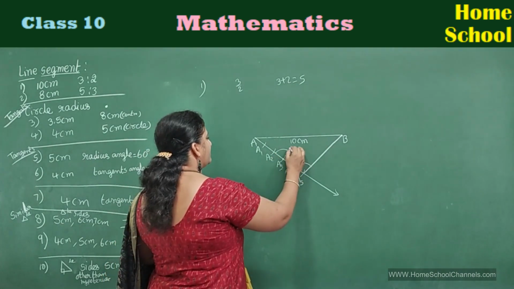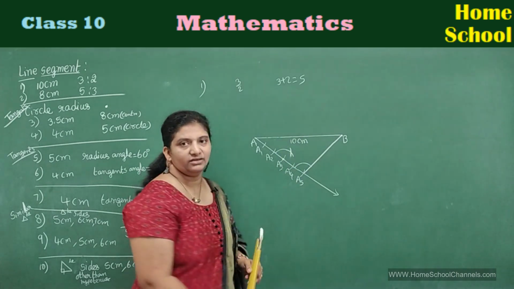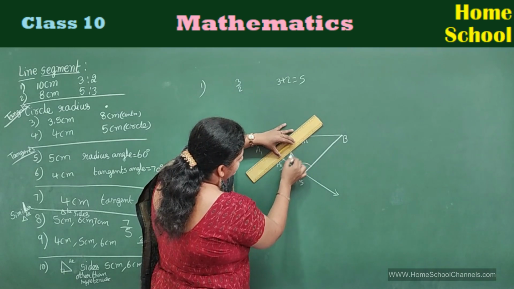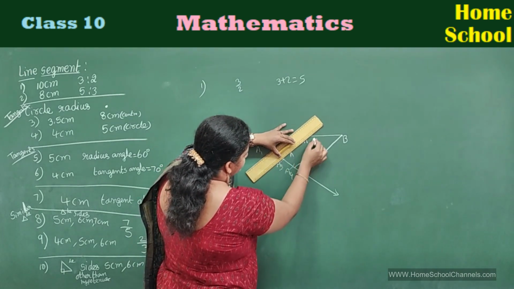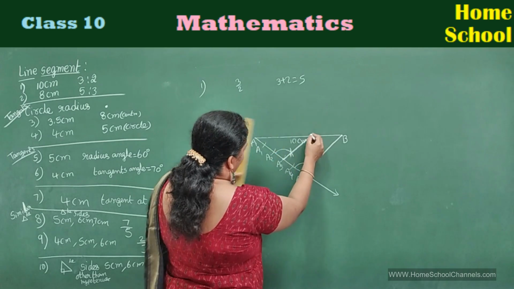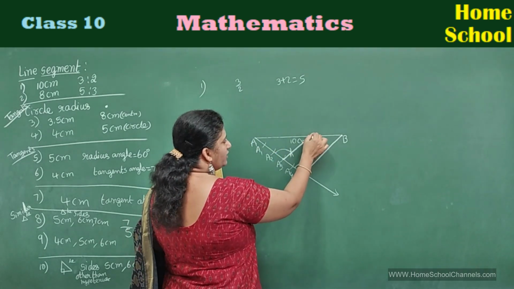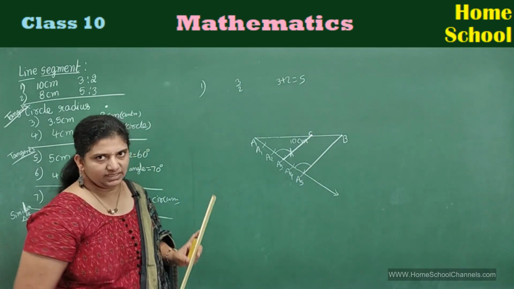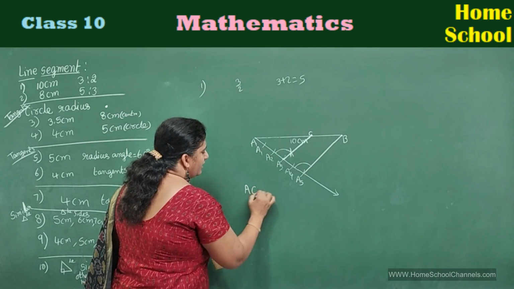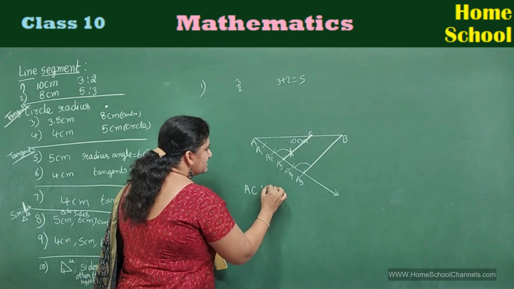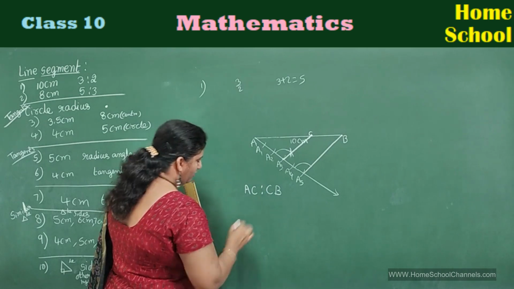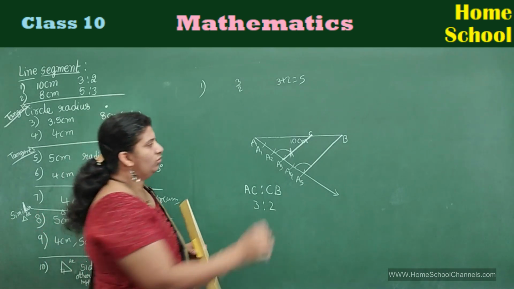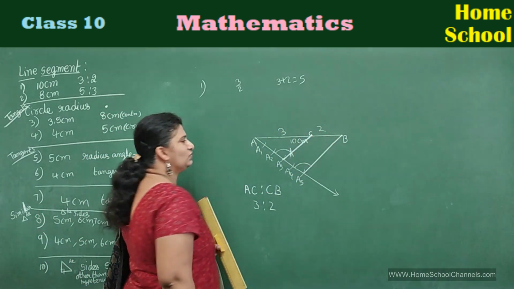Okay. So, like this, you need to draw the arc. Now, take the scale and from A3 and this intersecting point of arcs, you need to join. Where it touches the line segment, mark that point as C. And write: AB is a line segment divided in the ratio AC is to CB in the form of 3 is to 2.